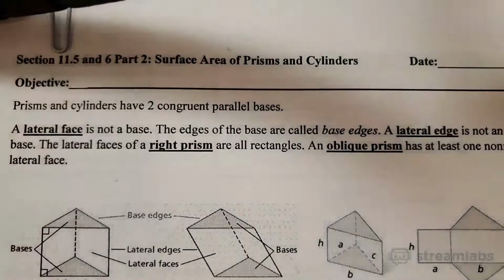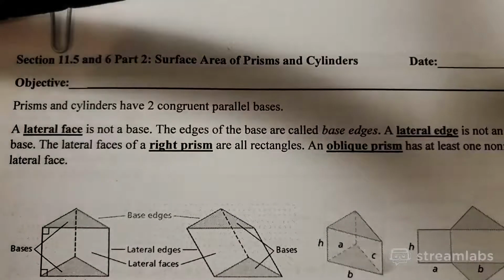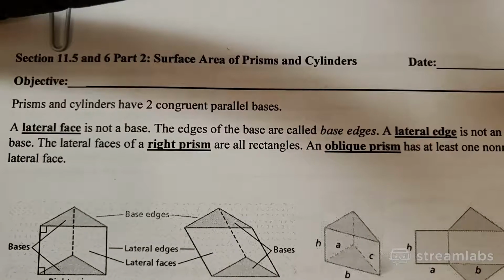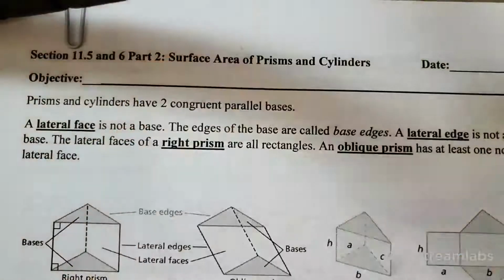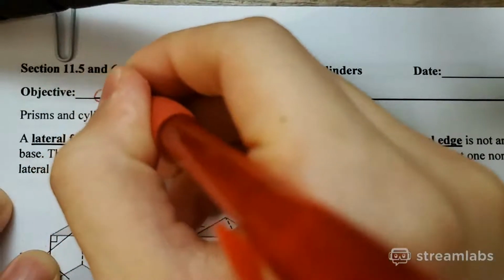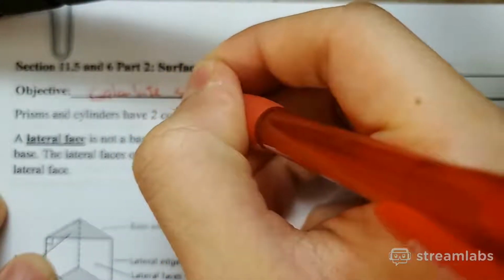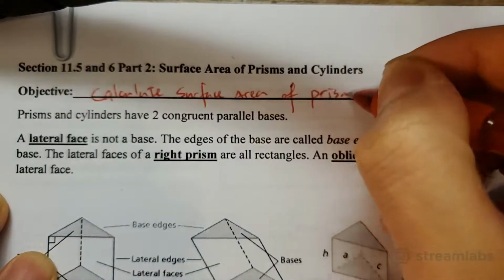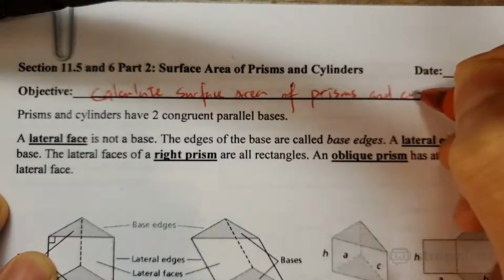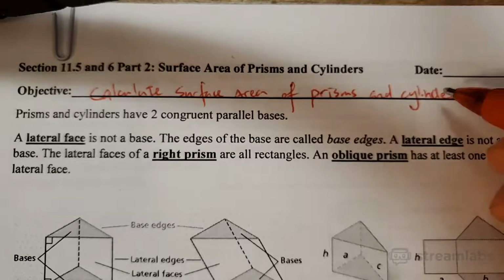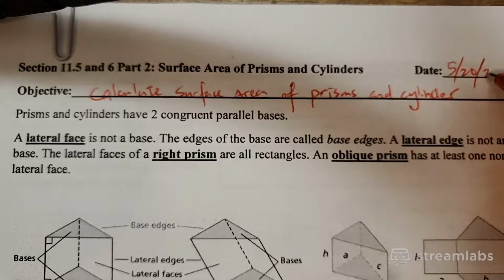Alright. So, today we're going to calculate surface area. This is going to be the same objective. Okay, so you just need to write it once. If you want to write it, you can write it twice. Okay, so we're going to calculate surface area of prisms and cylinders. So we're still in the realm of cylinder, prisms, cone, and pyramid. Okay, today is the 20th.